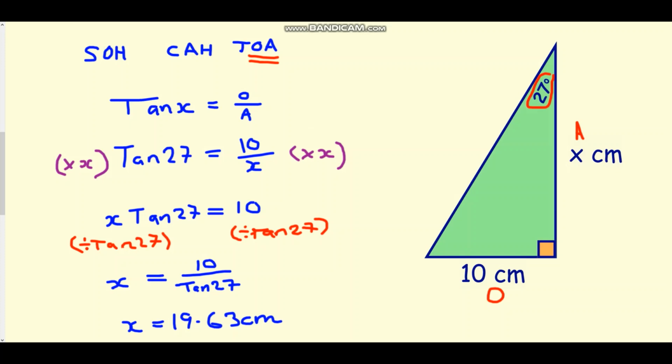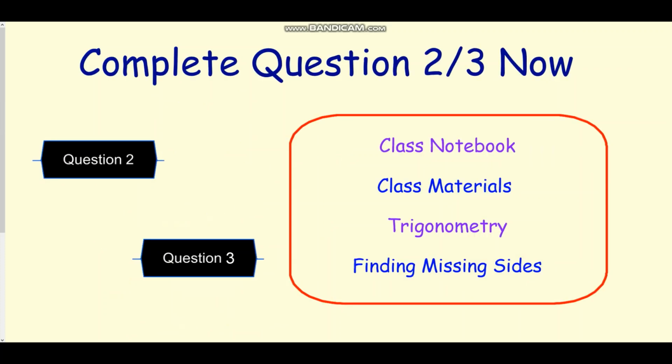Okay, that one is worth getting down in your jotter if you haven't already copied one of these down as a note. Then what I'd like you to do after that is go on and do questions 2 and 3 of your activity in teams. Activity number 2, questions 2 and 3.